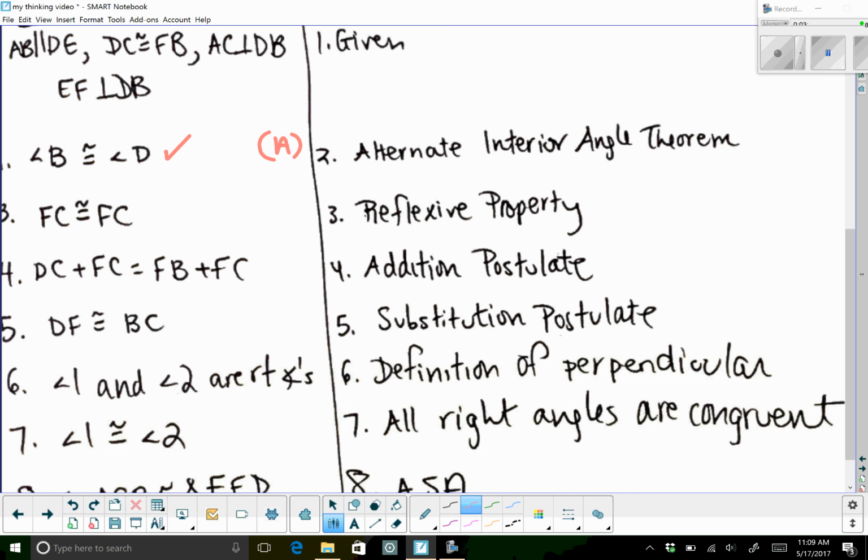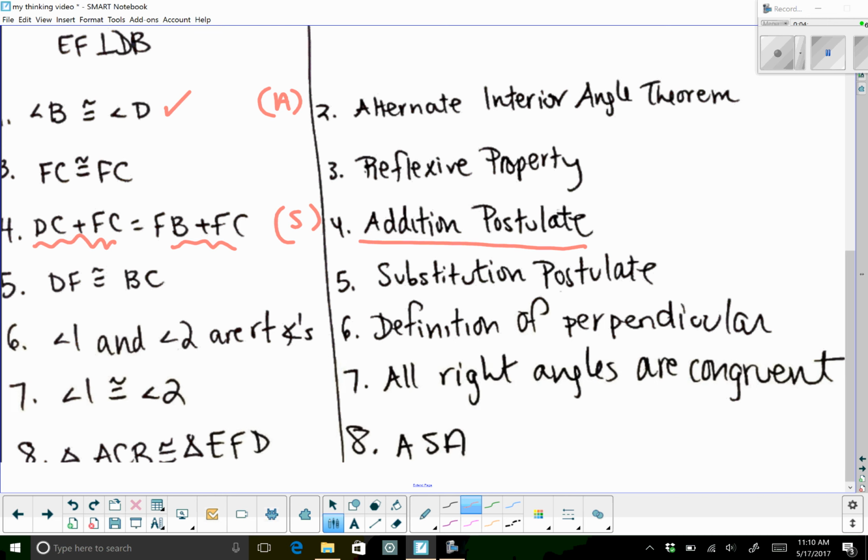Next, I started working with the reflexive property to get the addition postulate, where I show what pieces from one triangle I'm adding to be equal to the other pieces in the other triangle that I'm adding. That gets me my sides. And then I had my right angles from my perpendicular definition to get my second pair of angles congruent, which fulfilled my ASA.